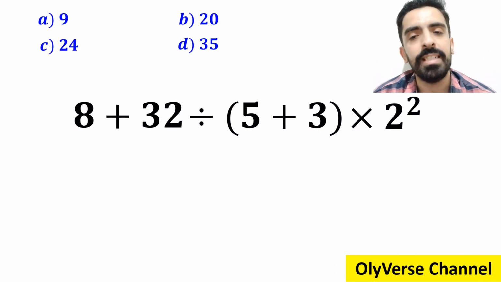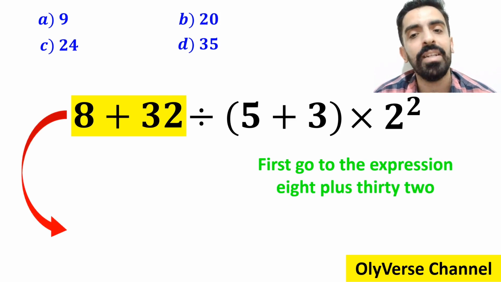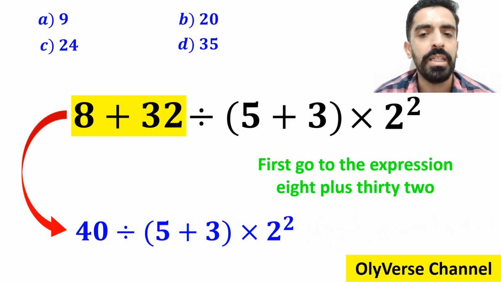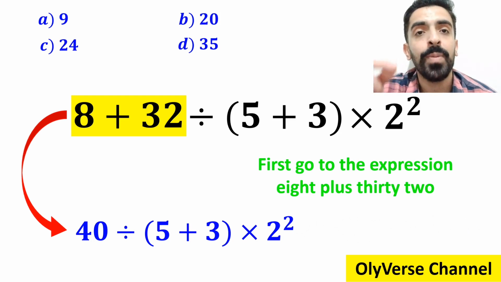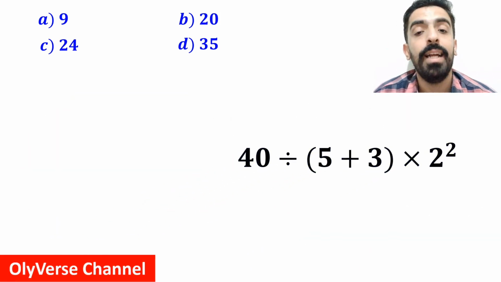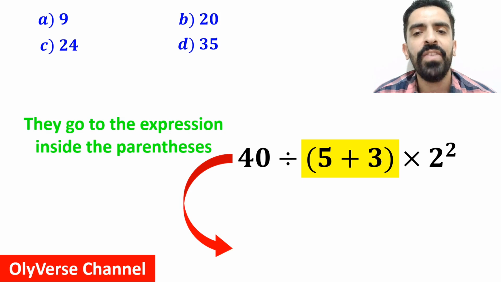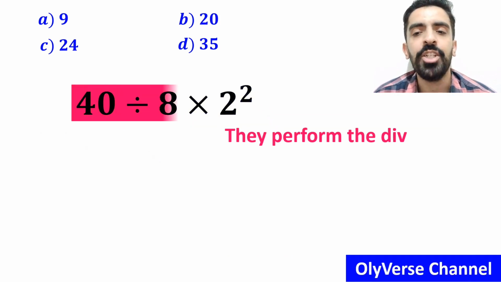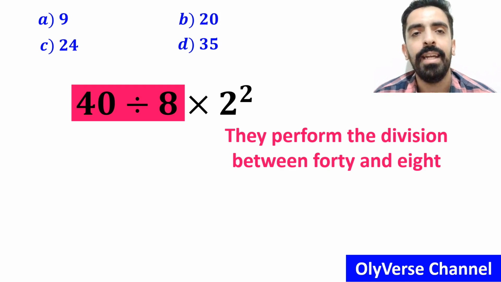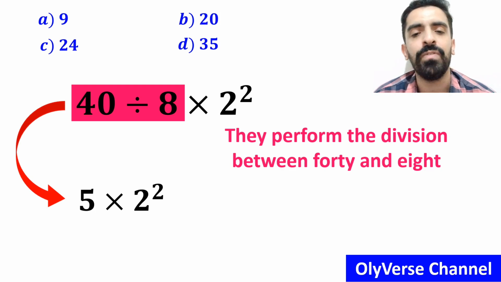Many people when solving this question first go to the expression 8 + 32 and instead of this expression they write 40 ÷ (5 + 3) × 2². And the next step, they go to the expression inside the parentheses and simplify it to 40 ÷ 8 × 2². Then they perform the division between 40 and 8 and instead of this expression, they write 5 × 2².